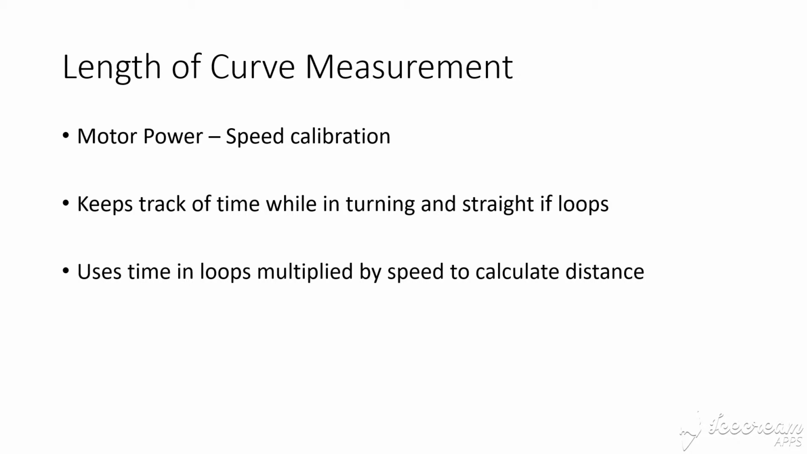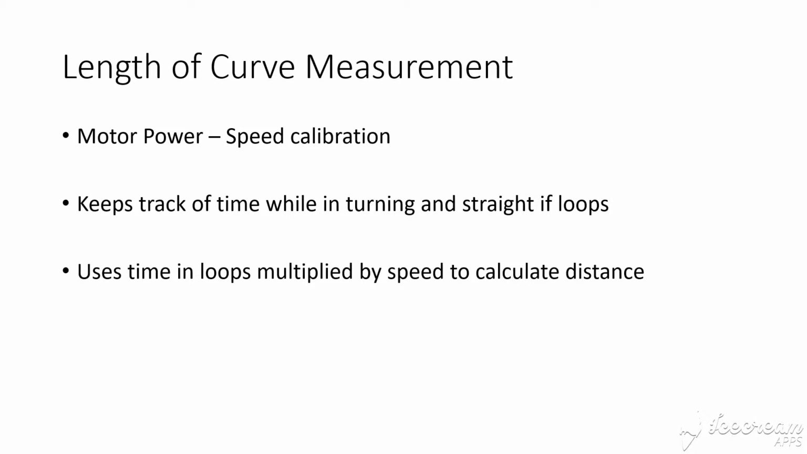For determining the length of the track, we first started with a calibration curve for the power being sent to each motor and the speed at which the car runs at that power. We did this by having the car run straight for 10 seconds, and then we measured how far the car went during that time. We did this for 7 trials and averaged the results.